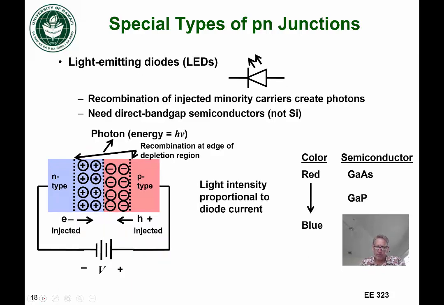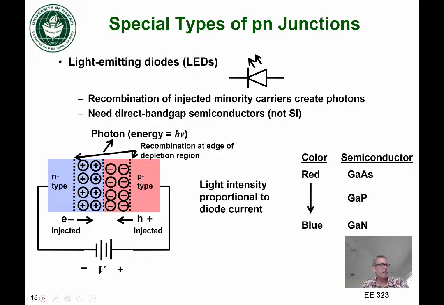Okay, and the last type of special diode I'd like to talk about is called a light-emitting diode, or LED. These are used very commonly today. Essentially, this is a forward bias situation. Notice it's forward bias. When the minority carrier holes and minority carrier electrons get injected across the barrier, there's some recombination that goes on. And during this recombination process, at least in certain types of semiconductors, photons are created.